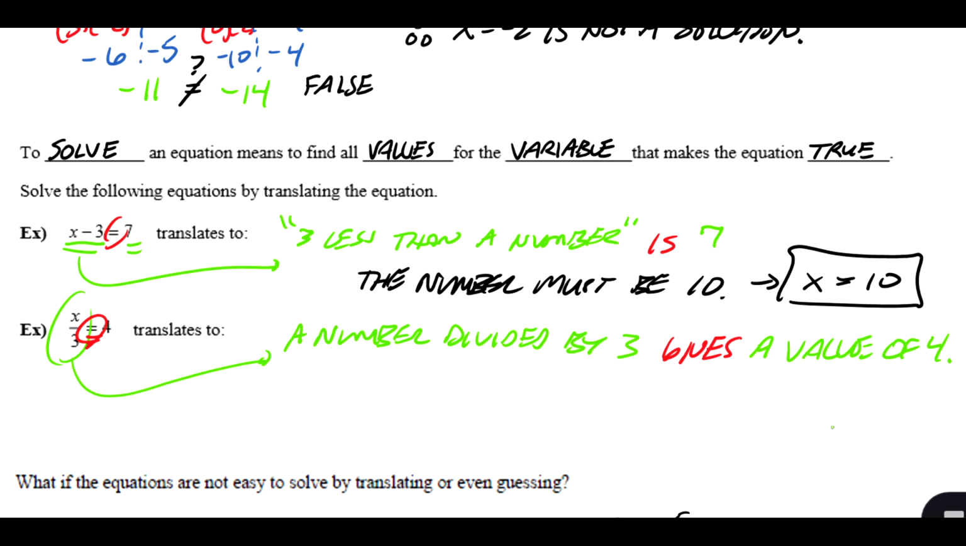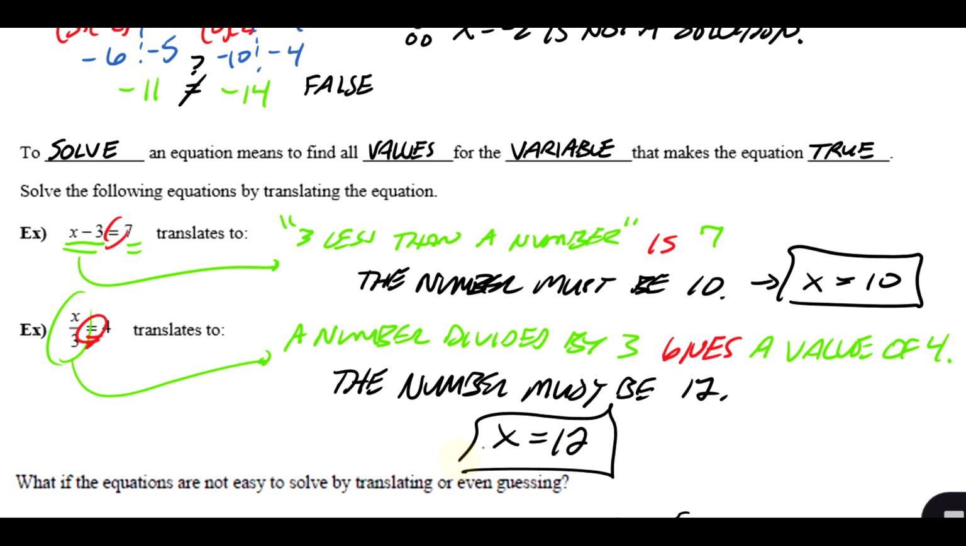If I take 12 and divide it by 3, the number must be 12, right? So x equals 12 would be a way in algebra that we represent that answer. So if we understand the question, we really don't have to do algebra. But in the next section, what if the equations are not easy to solve by translating or even guessing? What do I do then?